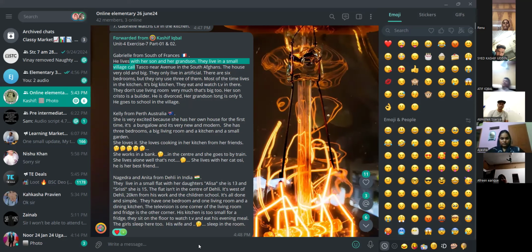We don't use the living room very much. Can you see the mistake, Kashif? They don't use living room. And what should it be? Don't use the living room very much.